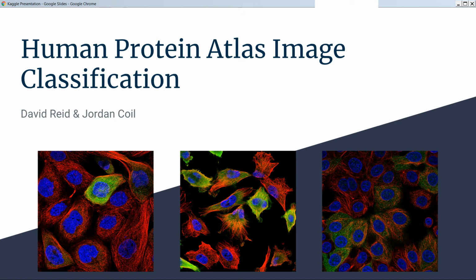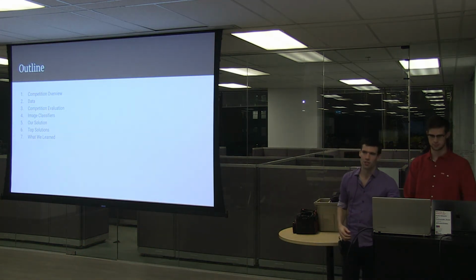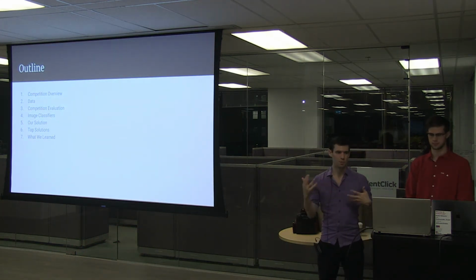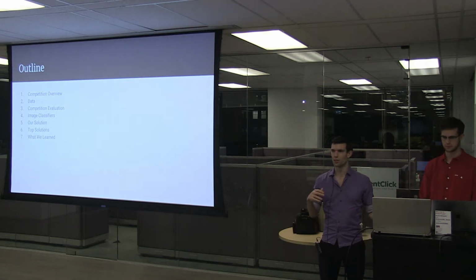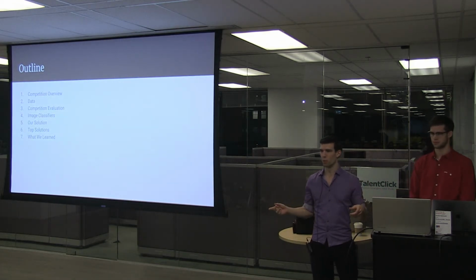So the competition that we're going to be talking about today, we'll get to that in a second. Don't worry, we've got a slide dedicated to that, is the Human Protein Atlas image classification. And we're going to start off by introducing a broad perspective of the competition itself. Then we're going to talk about the data that was provided for it.